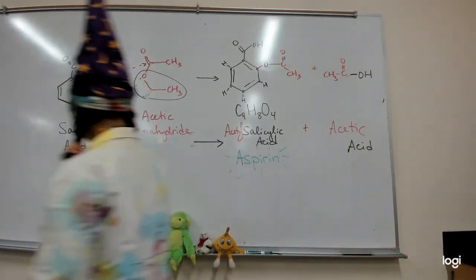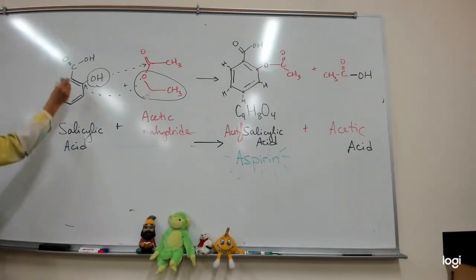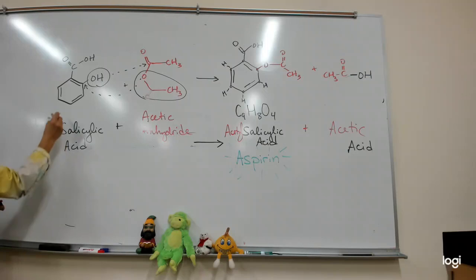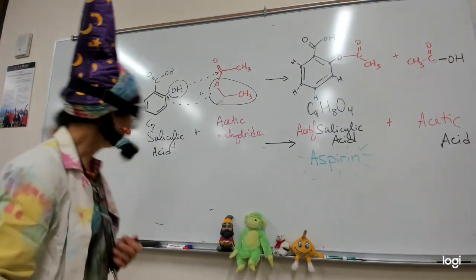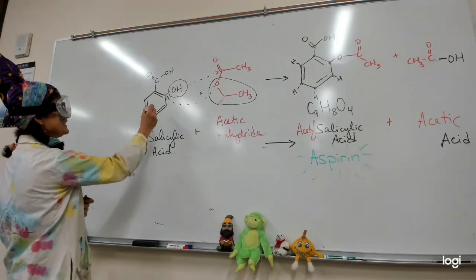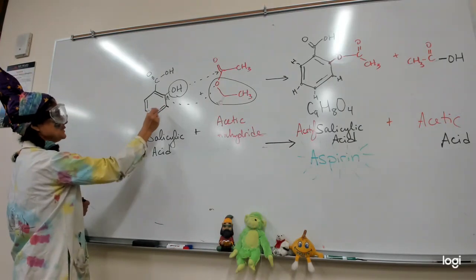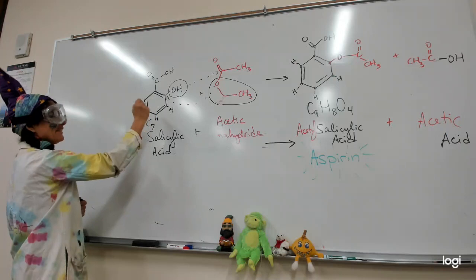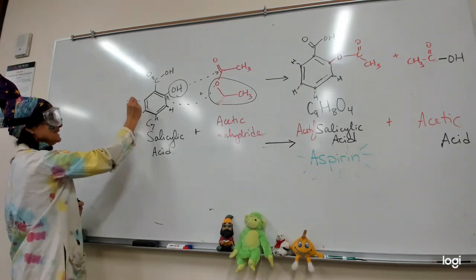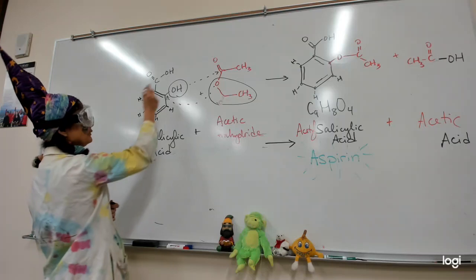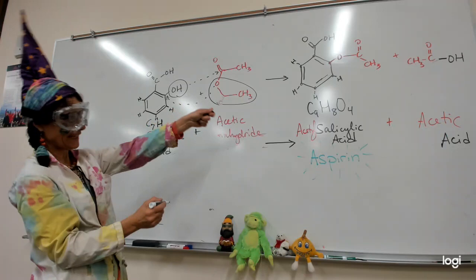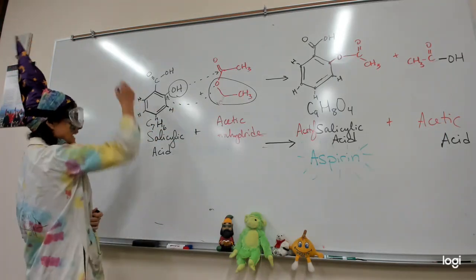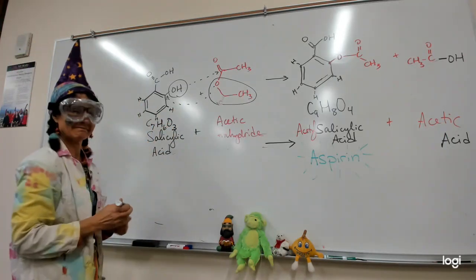So, let's count our carbons. 6 in the hexagon plus 7, so this is C7. Hydrogens. Remember, this is going to have a hydrogen, because we have to make our 4 bonds. 1, 2, 3, 4, and then 5, 6. So we have 6 hydrogens. It's going to pick up some of those hydrogens to get to 8 and some of those carbons, and we just have 3 oxygens. All right.